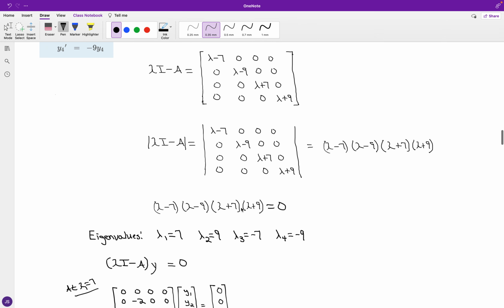And with our characteristic equation, we have these four binomials in the variable lambda set equal to 0. With the zero product property, we have lambda sub 1 equal to 7. From the second factor, we have lambda sub 2 equal to 9. For the third eigenvalue, we have negative 7. And for the fourth and last, we have negative 9.